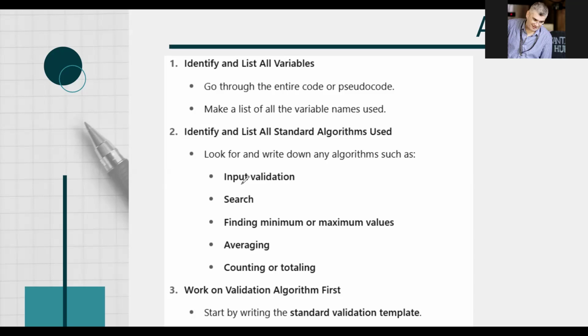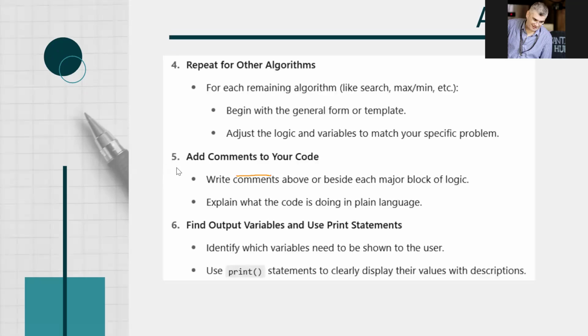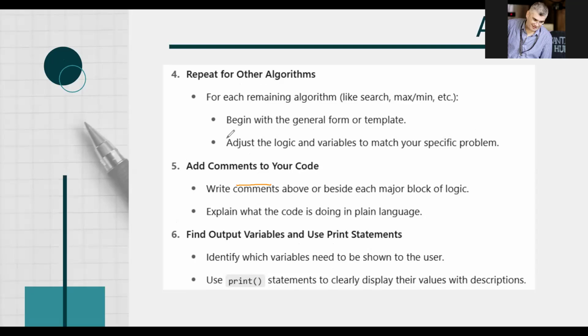The first thing is we talk about input validation. Once we see the input validation, we start to list down the template, and then we start to modify the template. Let's go through the remaining steps. After we do the input validation, we change the template to fit the exam question, then we move into other required algorithms, like minimum, maximum, search, sorting, and so on.